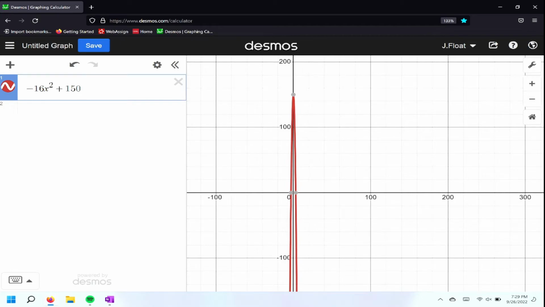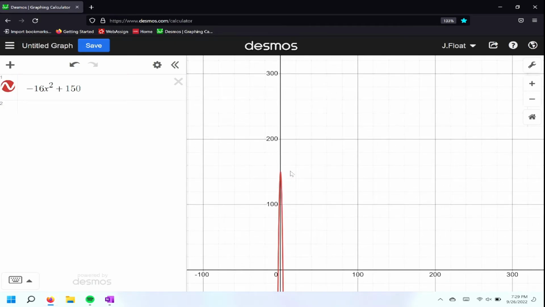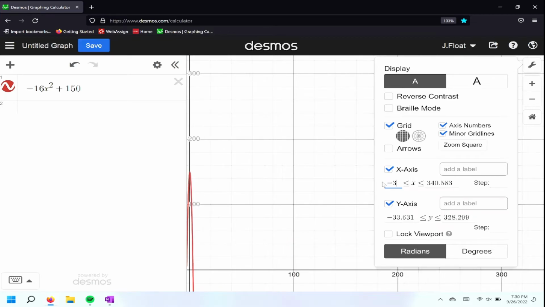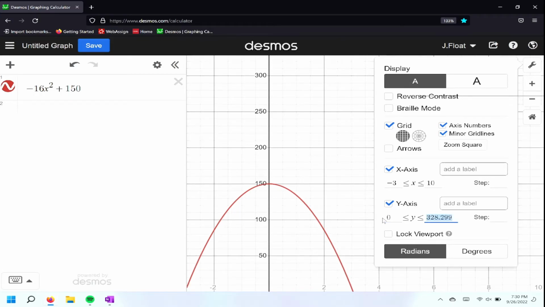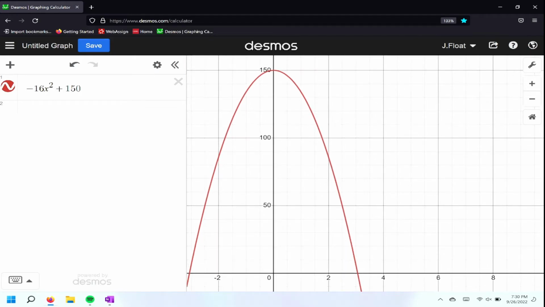All right, so just give me a second here. I like what the picture looks like. The y-axis and the x-axis I have to mess with a little bit. So let's make the x-axis go from negative 3 to 10. And then the y-axis, we're going to shrink this down a little bit, so we'll make it 0 to 175. Perfect. That looks beautiful.